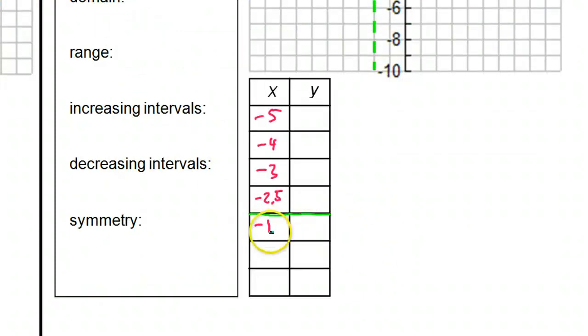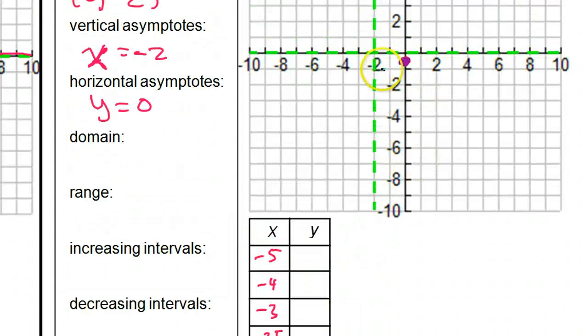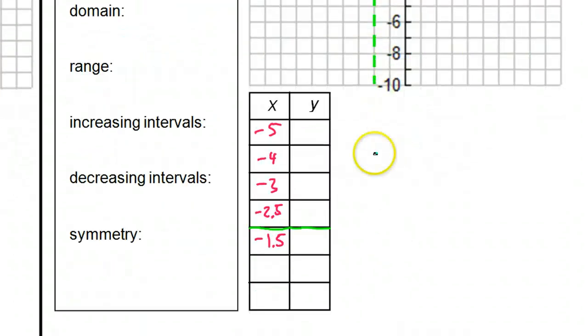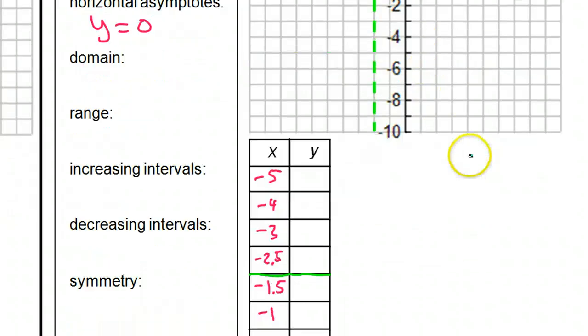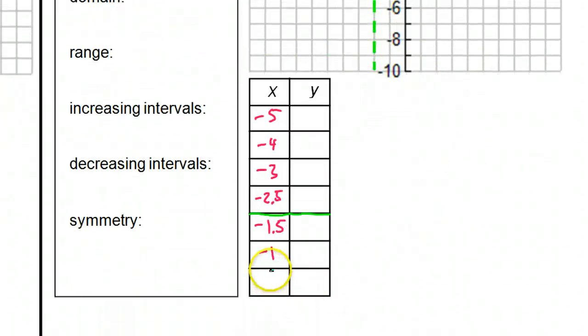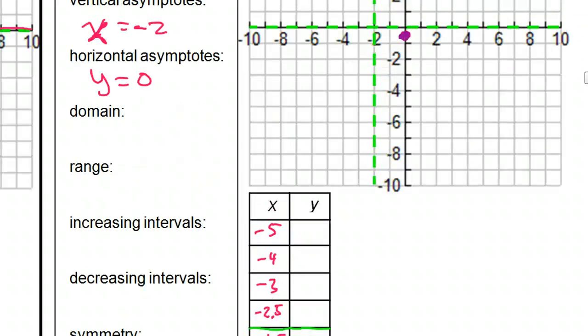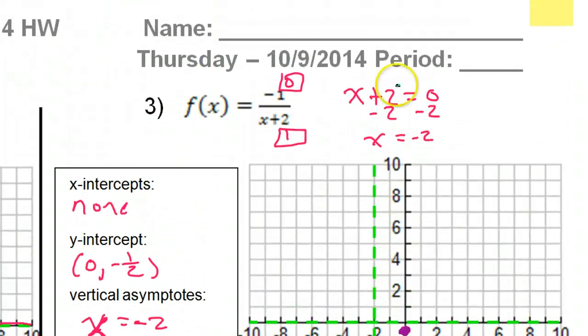Okay, so negative 1.5. Now let's also do just negative 1. Don't have that yet. We have 0, so let's also do positive 1. Okay, so let's go to our calculator and generate these 7 values.